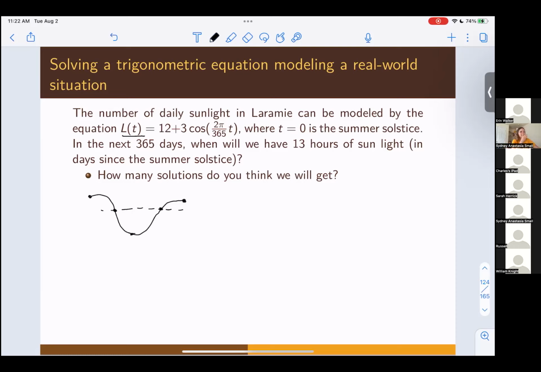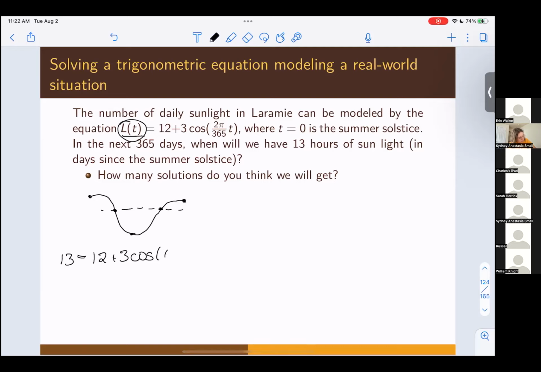So how am I going to solve this? Because I want to solve for t, because t is the number of days. I want to solve for what t has 13 hours of sunlight. How do I do that? Well, L of t gives me the hours of sunlight. So I want to set the entire equation equal to 13, because I want 13 hours of sunlight. So 13 equals 12 plus 3 cosine.